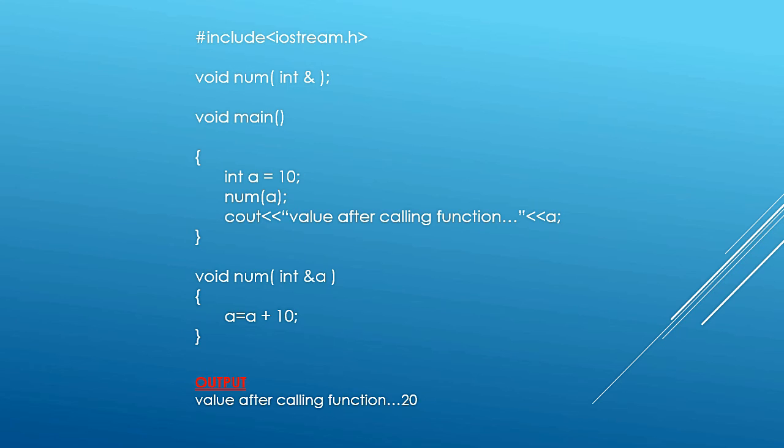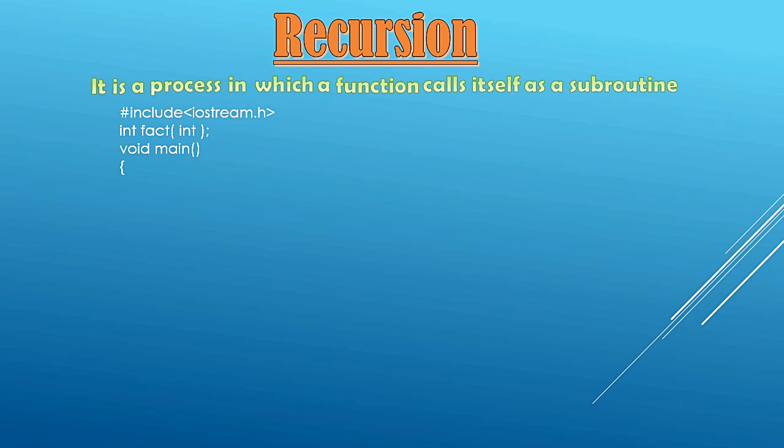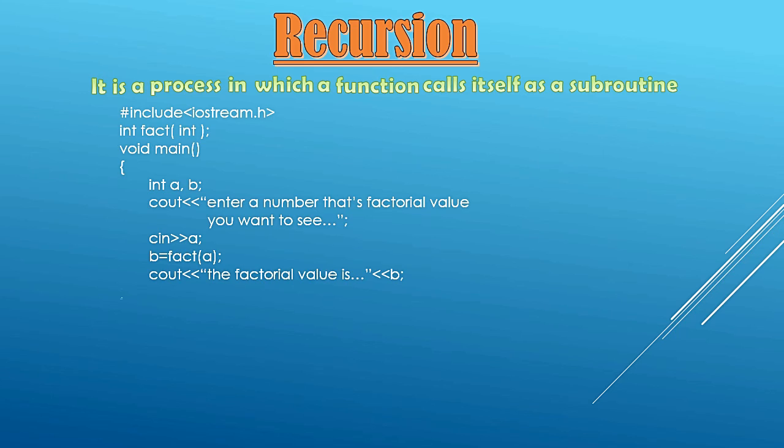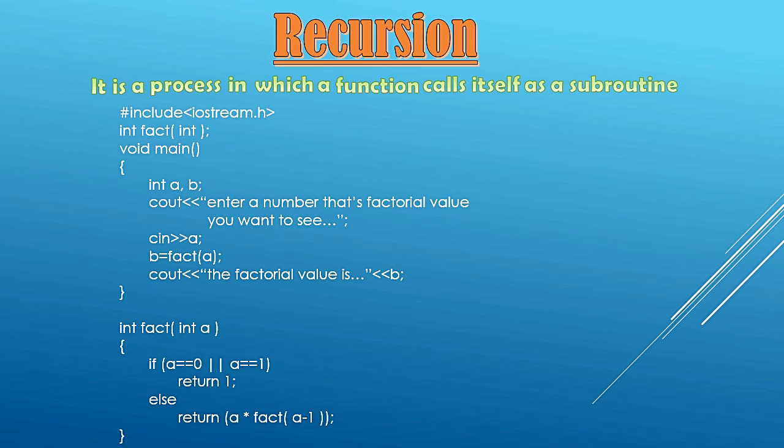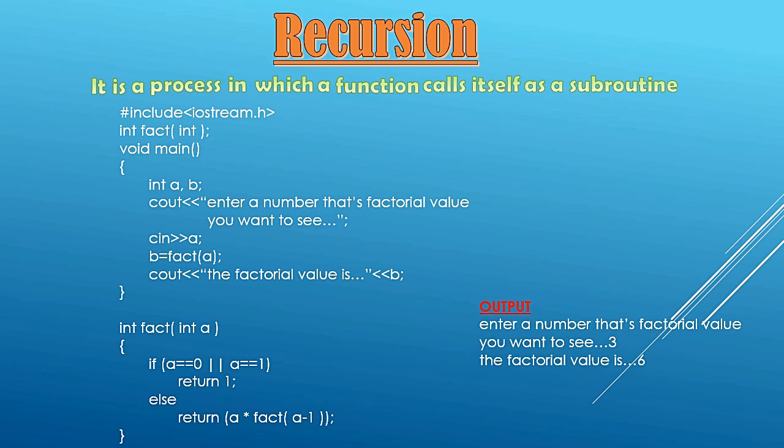Hope this brief idea about function and function calling is clear to you. Now let's go to recursion. Recursion is a process in which a function calls itself as a subroutine. The following example of a program will clear the idea. Look at the function definition, there is a condition. So remember, while doing recursion, there is a condition that stops the subroutine and breaks the recursion. Otherwise, it will be infinite.